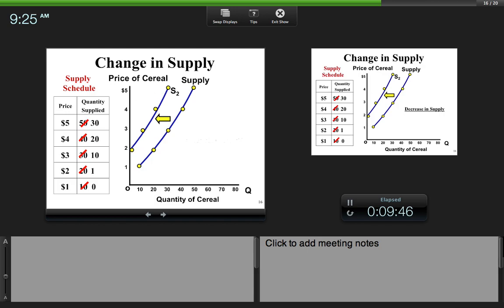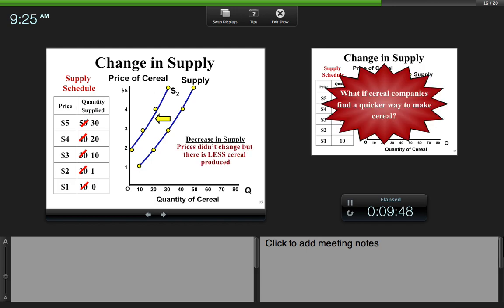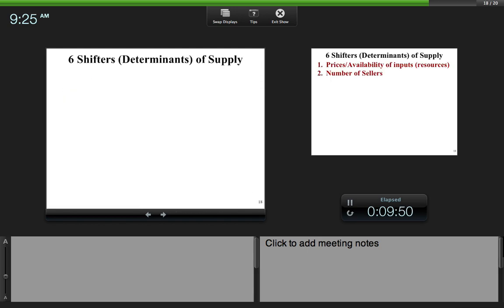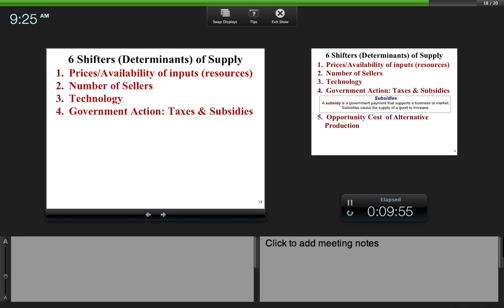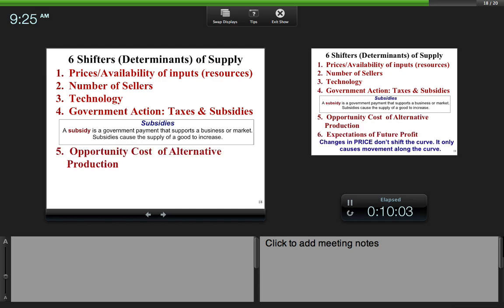For those of you watching online, I'll continue through to the determinants of supply. There are 6 things that shift or determine what supply is: the prices and availability of inputs, the number of sellers, technology, government action, like a subsidy or a tax, cost of alternate production, and expectations of future profits. We'll go through this in a future lecture. We'll go through examples of each one of them.